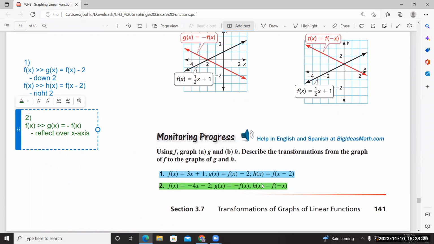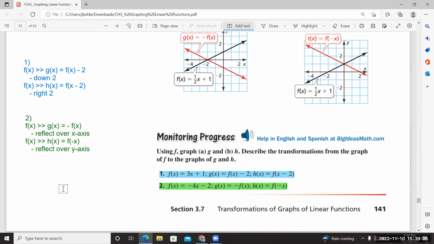Okay, and then the second half of this is now we're taking f of x and we are translating it into a new function called h of x. And h of x is going to be equal to f of x, but instead of regular x values, I'm going to use the opposite of whatever x value I have. So what is this going to do? I have a minus sign outside of the function notation. It reflects across the x-axis. If I have a minus sign on the inside of the function notation, it is a reflection over the y-axis. All right, and so those are the two problems.